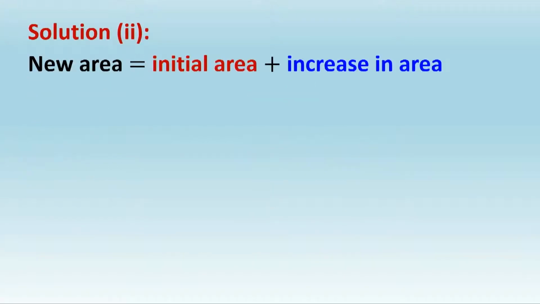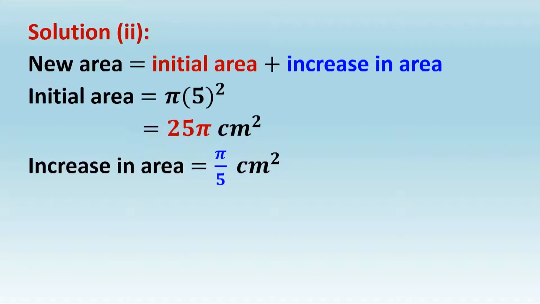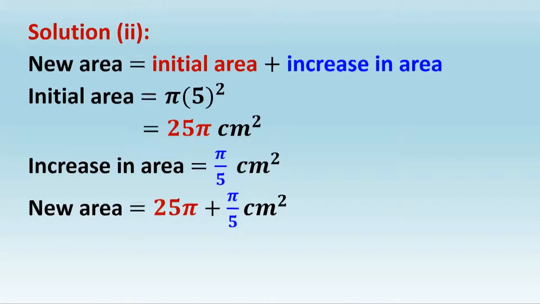Now to calculate the new area, we need to take initial area plus increase in area. Initial area is equal to pi times 5 squared, which is equal to 25 pi centimeter squared. And increase in area is pi over 5 centimeter squared. Therefore, the new area is equal to 25 pi plus pi over 5. Evaluating this, we get 126 over 5 pi centimeter squared.